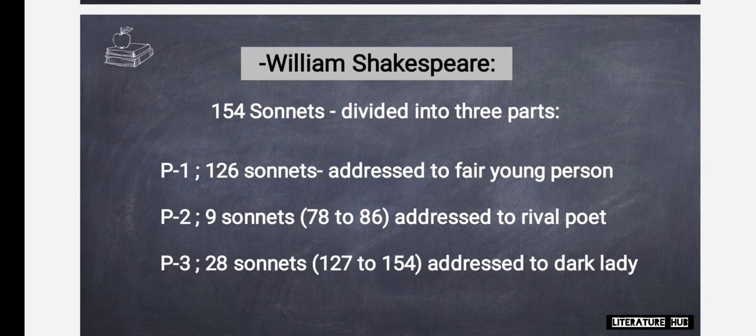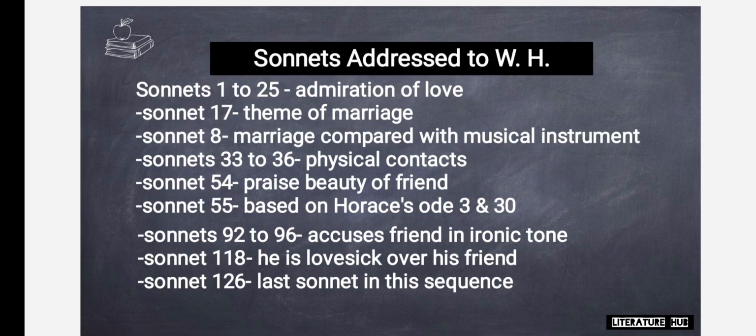Part 1 contains 126 sonnets, and these sonnets are addressed to the fair young person. Part 2 contains 9 sonnets, and these sonnets are addressed to the rival poet. And part 3 contains 28 sonnets, and these sonnets are addressed to the dark lady.